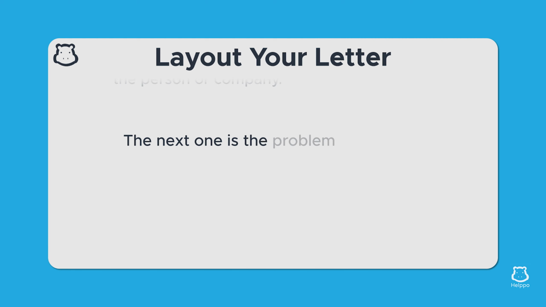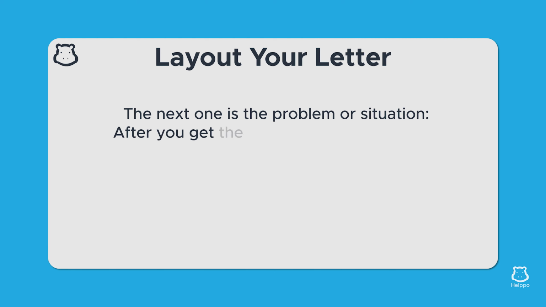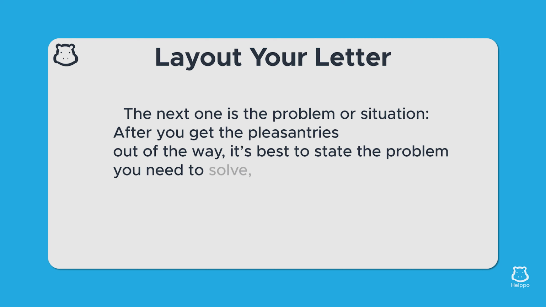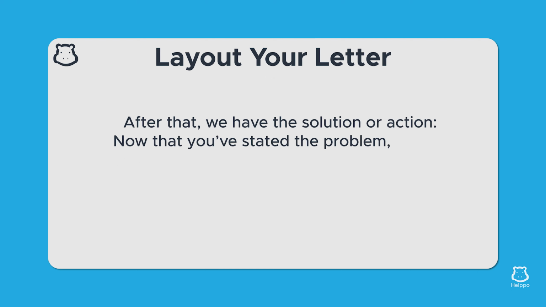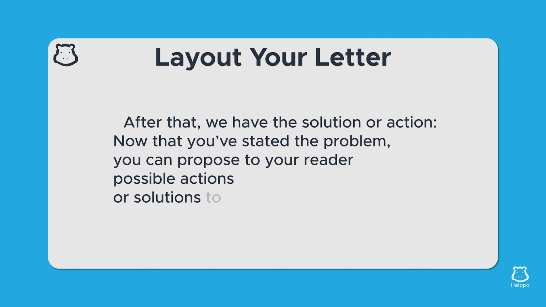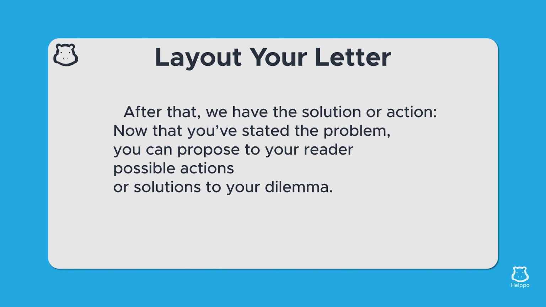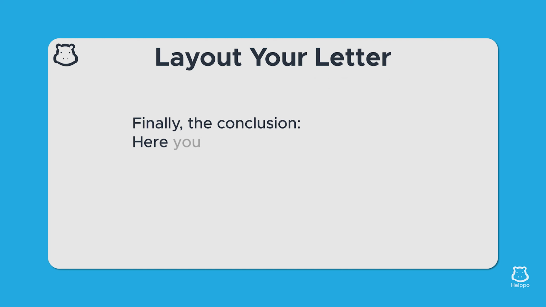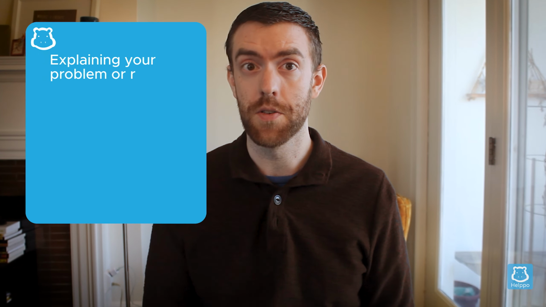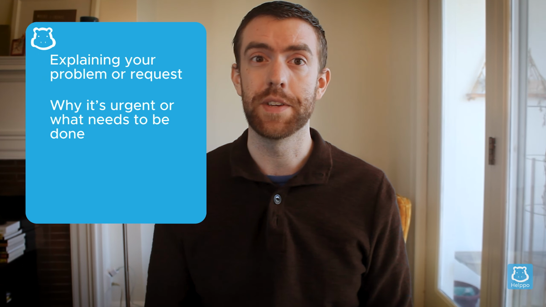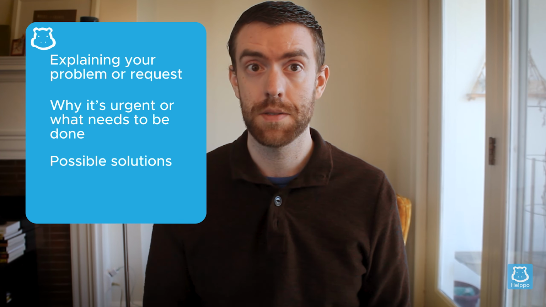The next one is the problem or situation. After you get the pleasantries out of the way, it's best to state the problem you need to solve or the situation you're in. After that, we have the solution or action. Now that we've stated the problem, you can propose to your reader the possible actions or solutions to your dilemma. Finally, the conclusion. Here you would normally thank your reader for reading, wish them well, or request that they respond within a certain time. Basically, your letter should include 3 parts: explaining your problem or request, why it is urgent or what needs to be done, and finally, possible solutions.